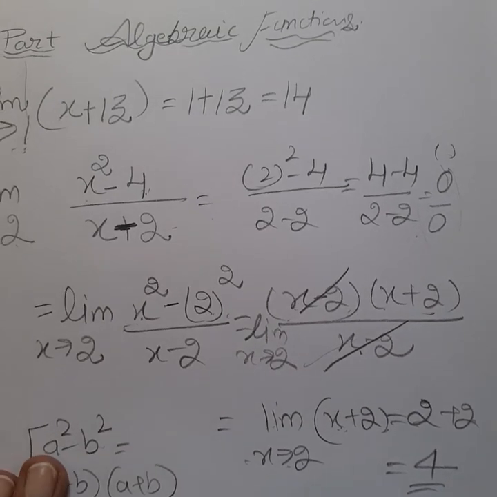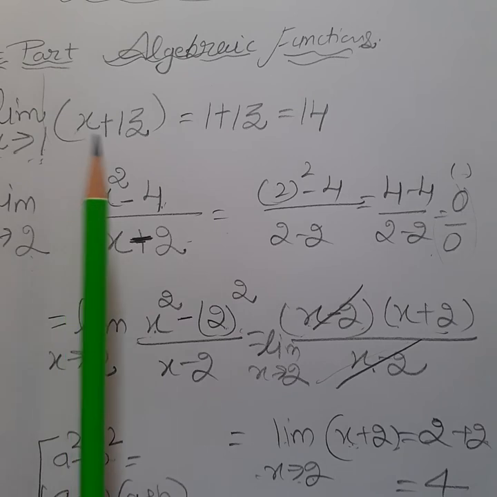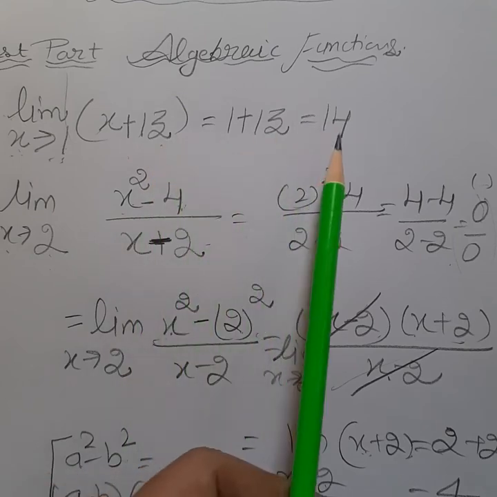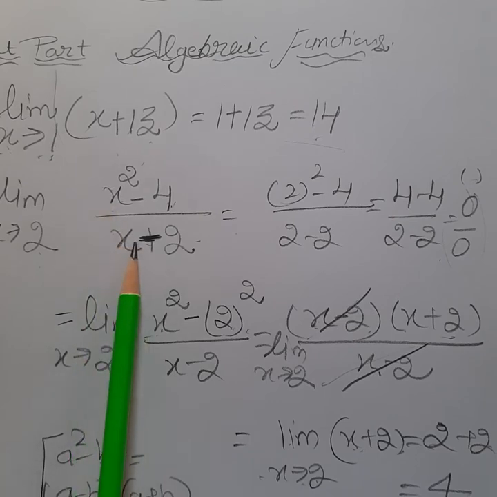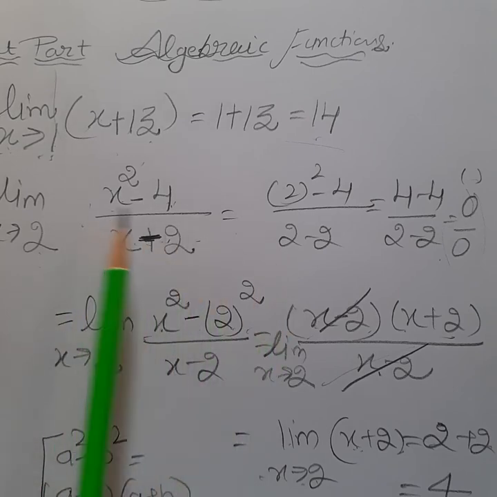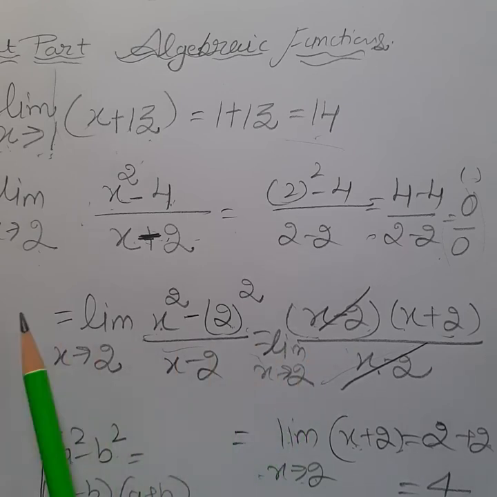Okay, so these are two methods. The first one is when we put our limit directly in our question: if we put the limit x tends to 1 in x plus 13, you get 14 directly. And if you have an indeterminate form like 0 by 0, infinity by infinity, or some other form, then you have to factorize it in this way by using the identities, or by splitting the middle term if you have a quadratic equation, or any other method. If you have a cubic equation also, you must factorize it to solve it.